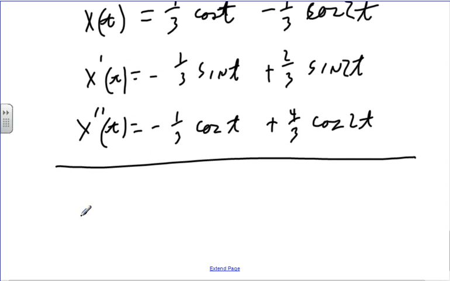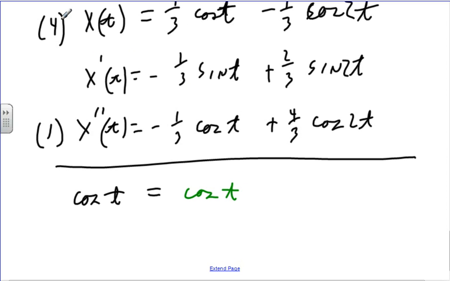And when we get done, we want to have cosine t. That's what we want to have when we get done. And we have 1 of this guy, and we have 4 of that guy. All right, well, 4/3 minus 1/3 is cosine t. 4 minus 4/3 plus 4/3 is nothing, and we check. Okay? Problem so far? All right. Moving on.